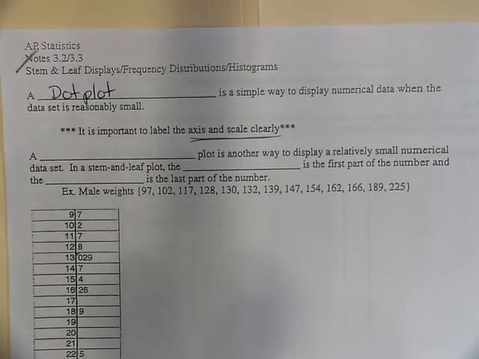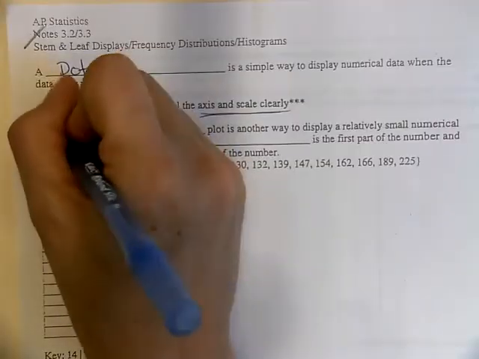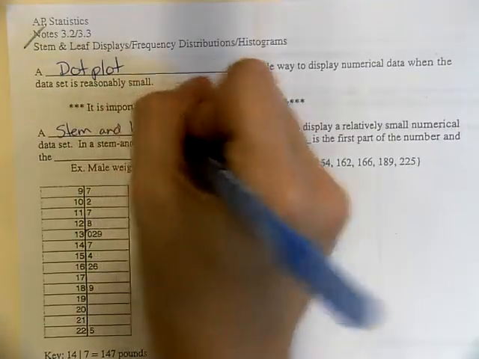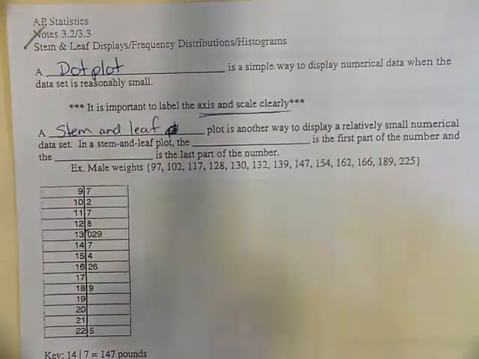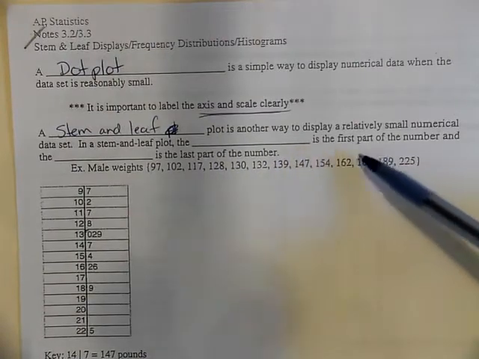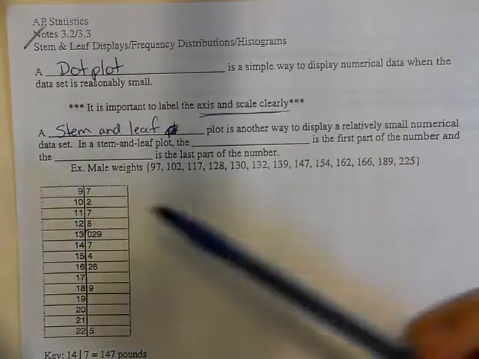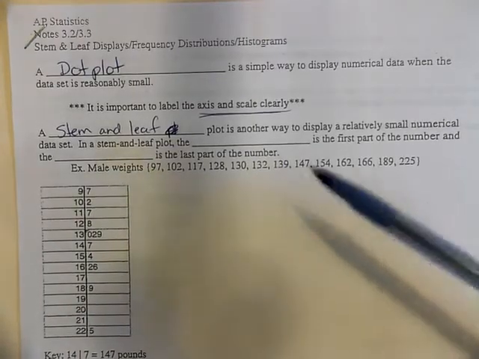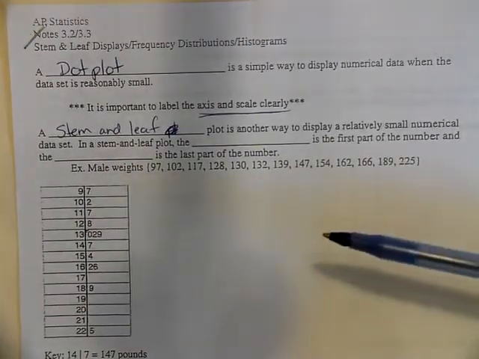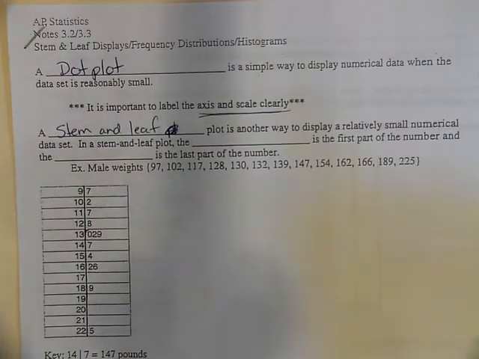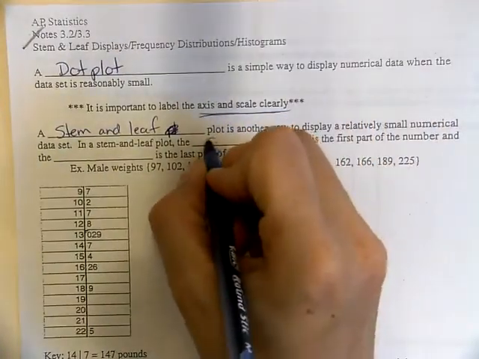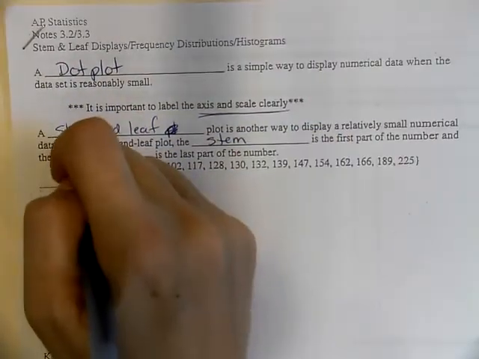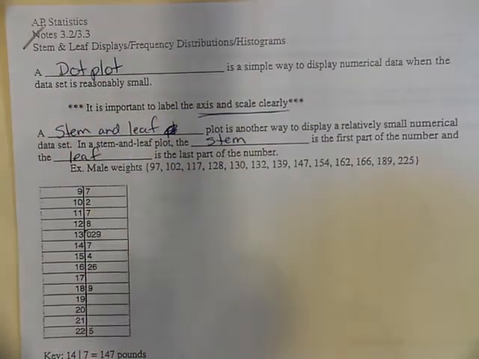More importantly, what we're going to see within the next couple chapters is a stem and leaf plot. It's another way to display a relatively small numerical data set. So yesterday we did bar charts. Those are really for categorical data. Today and tomorrow, really what we're looking at is numerical data. So in a stem and leaf plot, the stem is the first part of the number and the leaf is the second part of the number.